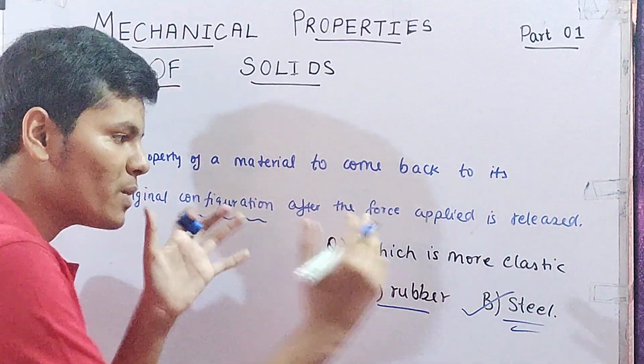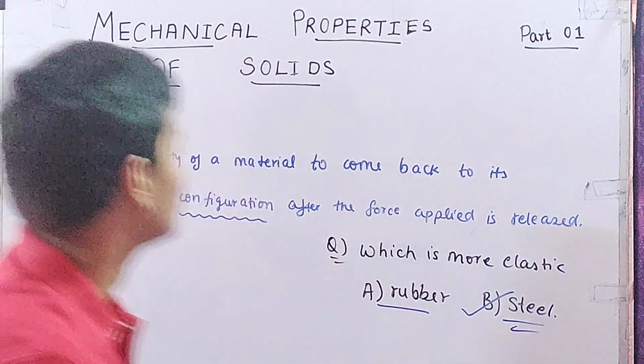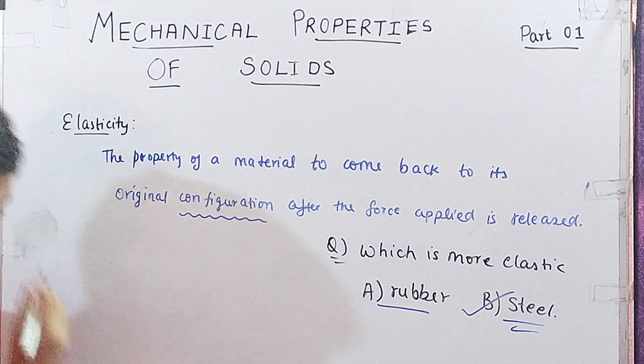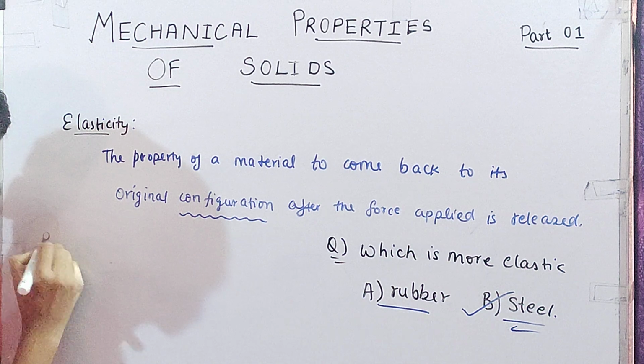Now, this was one concept. After this, there is one more concept, that of a perfectly elastic body. This is usually said as an ideally elastic body, or perfectly elastic.